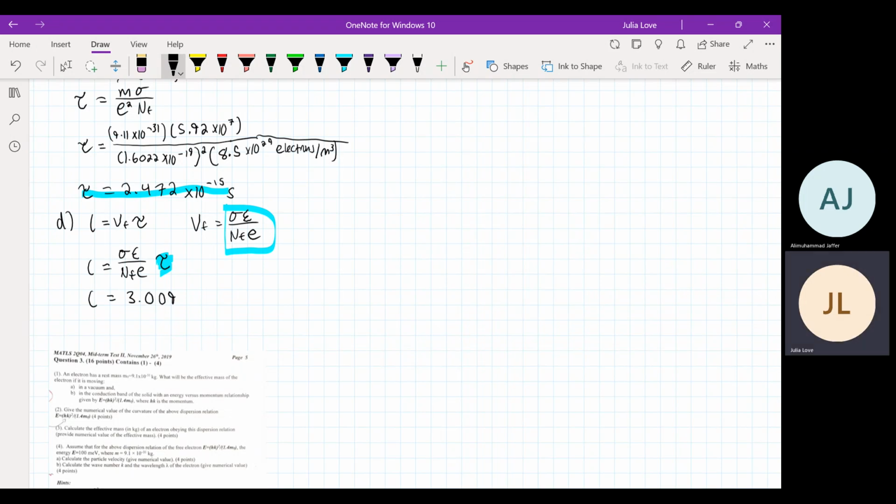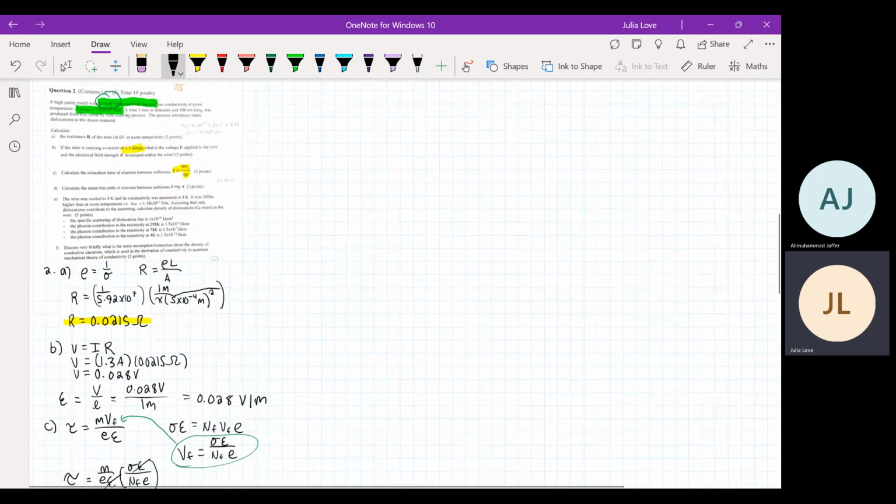We have an answer of 3.009, with the weird units of seconds squared per meter coulomb.